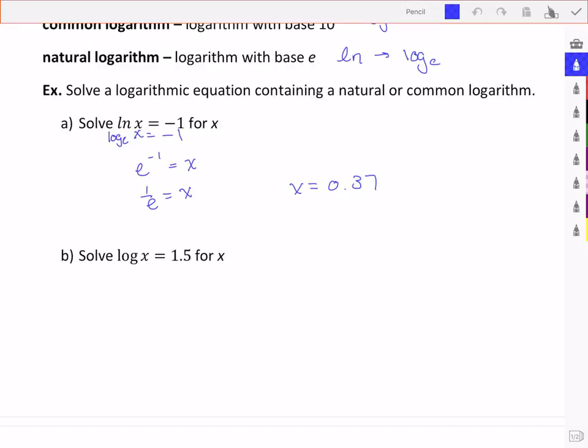Okay, log x is equal to 1.5. So remember, if there's no base, that means it has a base of 10. So this is 10 to the 1.5 equals x. And again, because of the decimal there, I would use the calculator. And you get x is equal to 31.6.